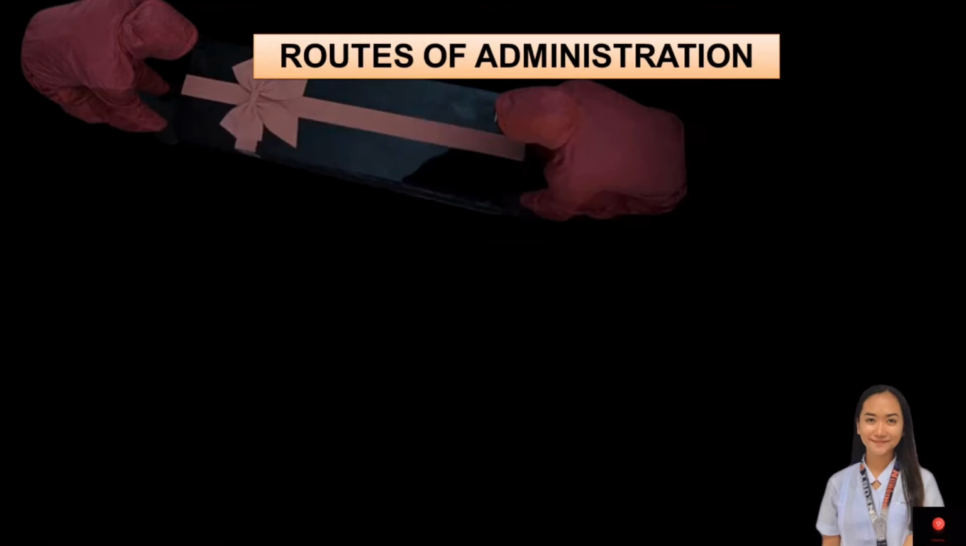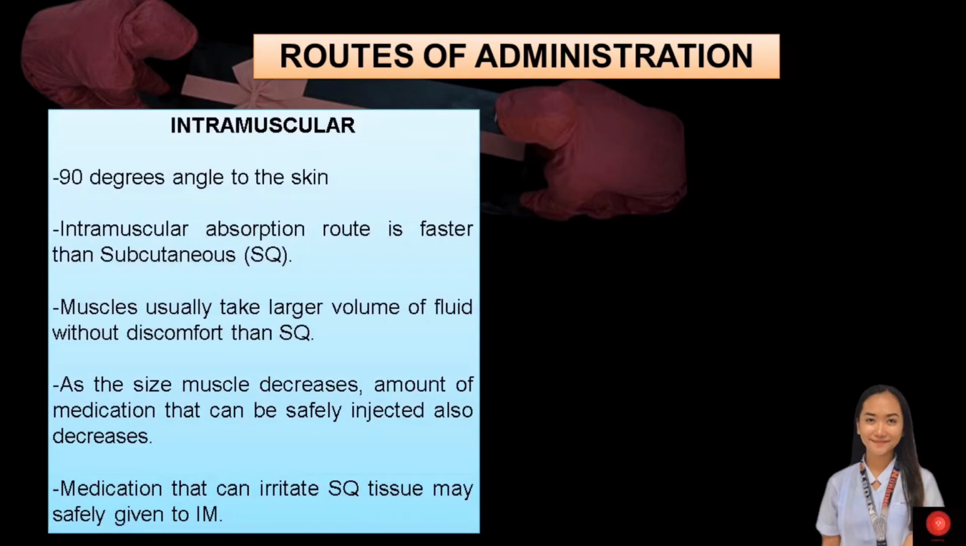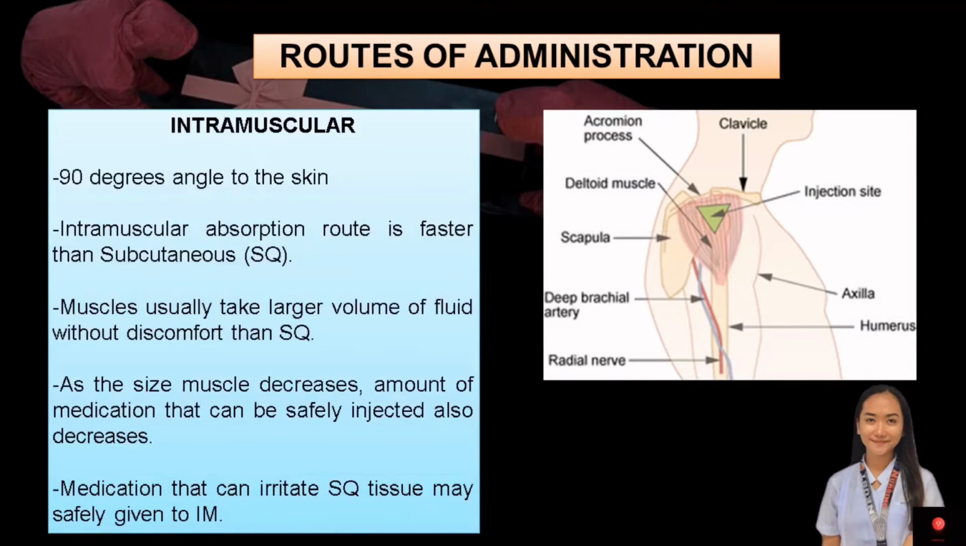We also have the intramuscular route. It is given at a 90-degree angle to the skin. Intramuscular absorption is faster than subcutaneous. Muscle usually takes a larger volume of fluid without discomfort than subcutaneous tissue. As the size of the muscle decreases, the amount of medication that can be safely injected also decreases.